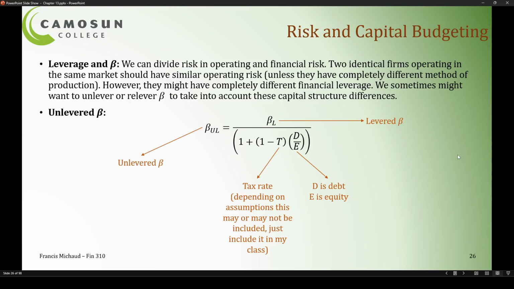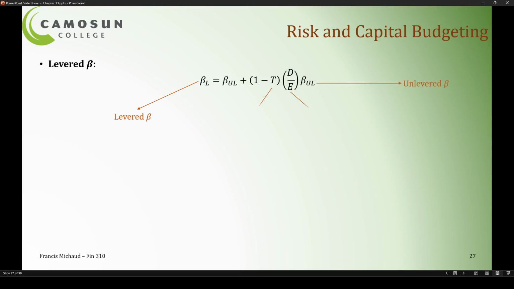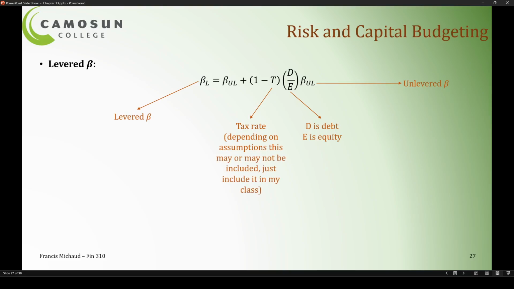Finally, sometimes we might want to use the unlevered beta and re-lever it, right? Re-add leverage to it. In order to do that, we just use this equation here where beta L is the levered beta, beta UL is the unlevered beta, and we still have the tax rate and the debt to equity ratio.